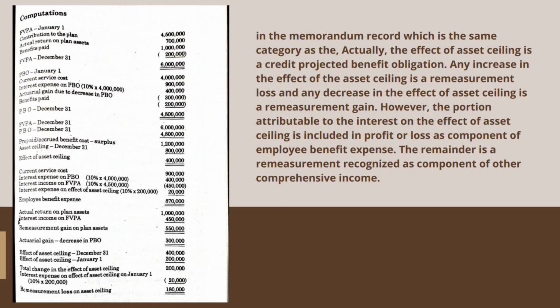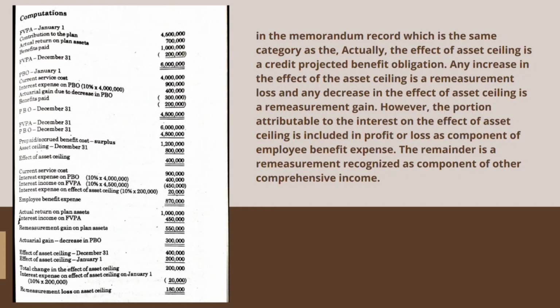So our asset ceiling on December 31 is 800,000. So the effect of asset ceiling is 400,000. So the current service cost is 900,000. The interest expense on PBO, which is 10% multiplied by 4 million, is 400,000. The interest income on FVPA, or 10% multiplied by 4,500,000, will get 450,000. And the interest expense on effect of asset ceiling, to get that, we'll multiply 10% by 200,000, which is 20,000. So employee benefit expense will be 870,000.